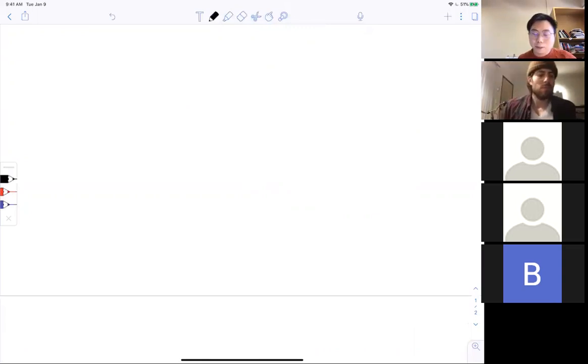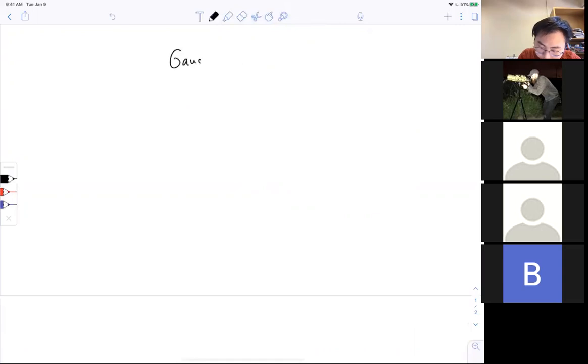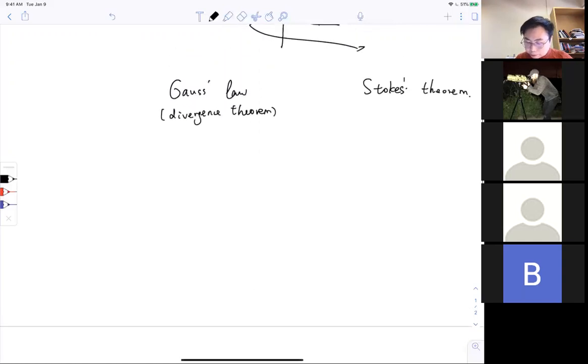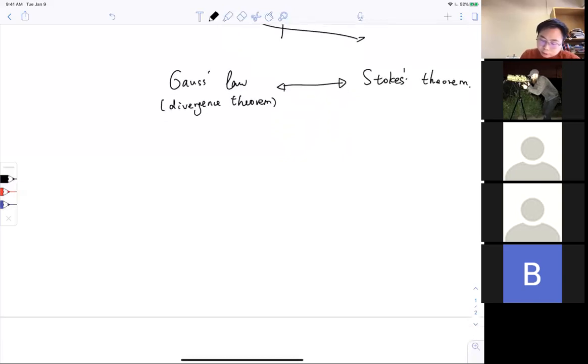Okay, so last time we talked about Gauss's law, or we call it the divergence theorem. We also talked about the Stokes theorem and also their physical intuitions. We know that they actually are the same, from both a physical intuition and also the mathematical structure, even though their expressions look very different.